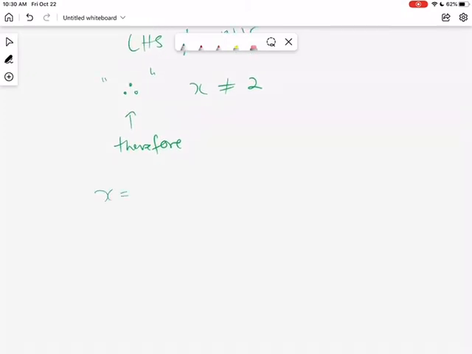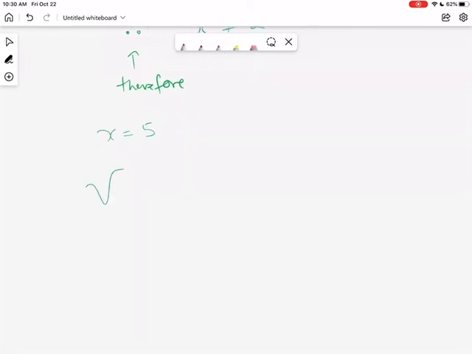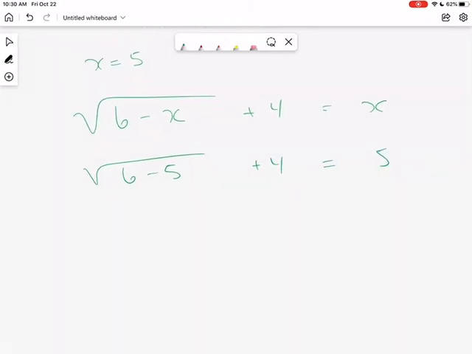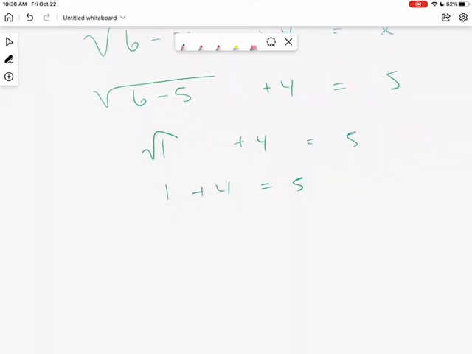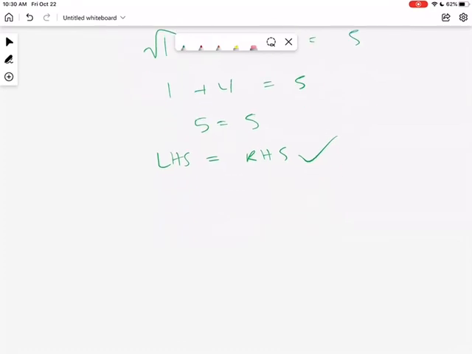Okay, let's try 5. Let's say x equals 5. So when I go and plug in 5 here, plus 4 equals x. So when we go and plug these values in, I get 6 minus 5 plus 4. Does it equal 5? Let's find out. 6 minus 5 is 1. The square root of 1 is equal to 1, plus 4. Does it equal 5? It sure does. Okay, left-hand side does in fact equal right-hand side. So that tells me that x equals 5 is a valid solution.